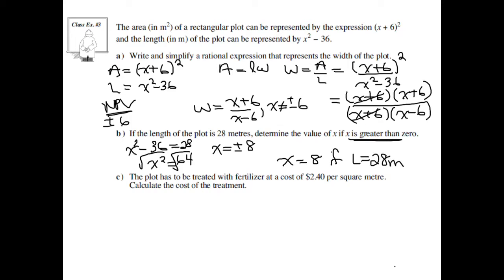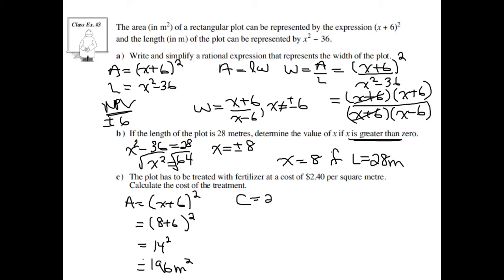Part C, the plot has to be treated with fertilizer at a cost of $2.40 per square meter. Calculate the cost of the treatment. First thing we need to do is calculate what is the area. So I know the expression for the area is (x + 6) squared. So I want to substitute the value that we now have for x. So (8 + 6) squared gives me 14 squared, which equals 196 meters squared.